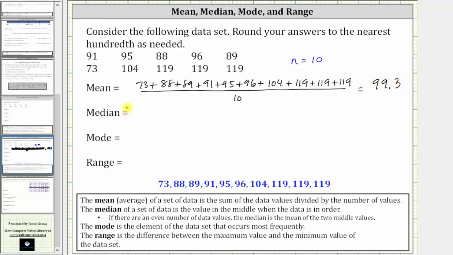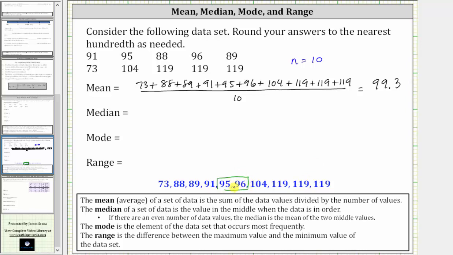Next, we're asked to find the median. The median of a data set is the value in the middle when the data is in order from least to greatest. If there's an even number of data values, the median is the mean of the two middle values. So again, we already have the data values in order here. Because we have 10 data values, or an even number of data values, we have two middle values, which are 95 and 96. Notice how there are 4 values below these two values and 4 values above these two values, which is why these are the two values in the middle.